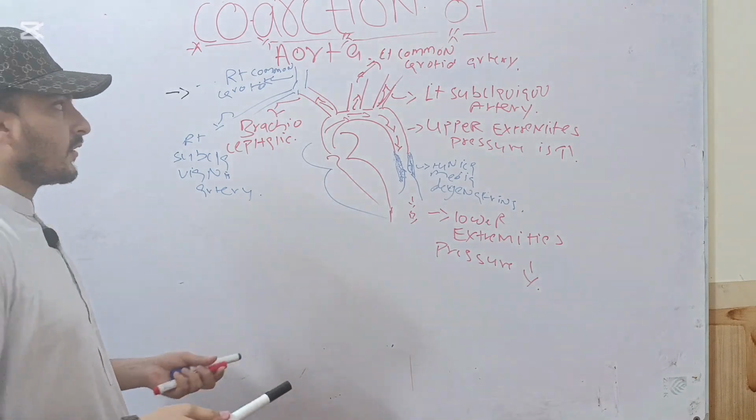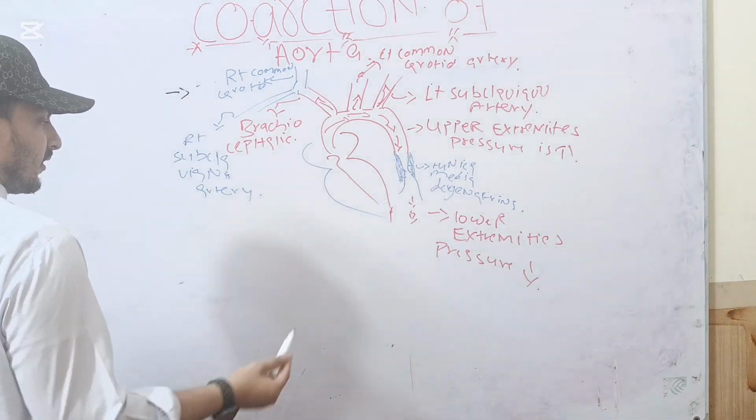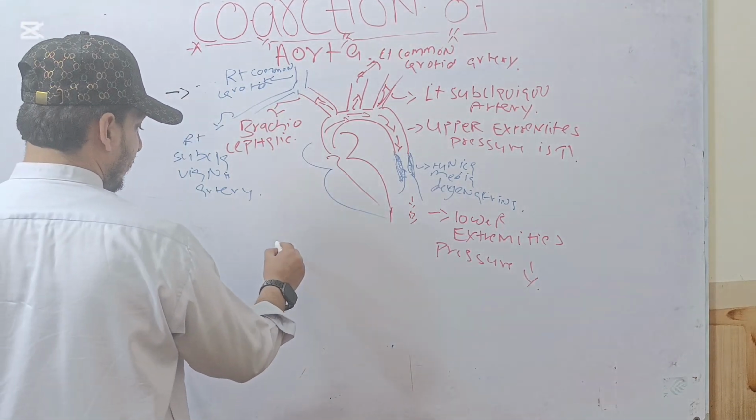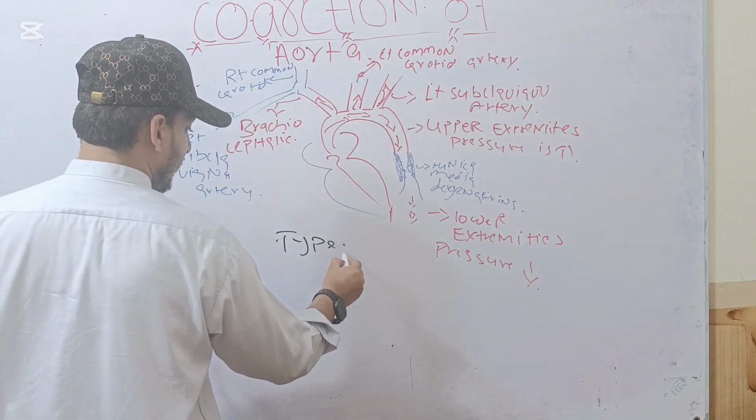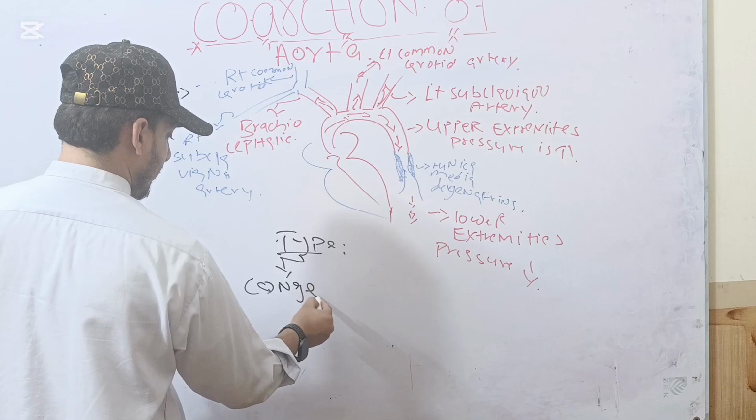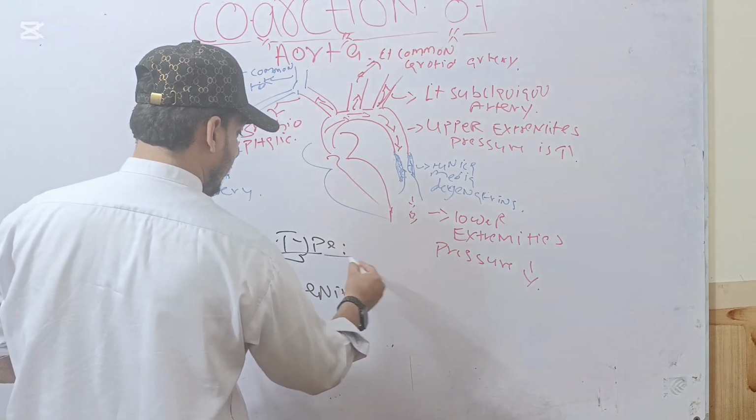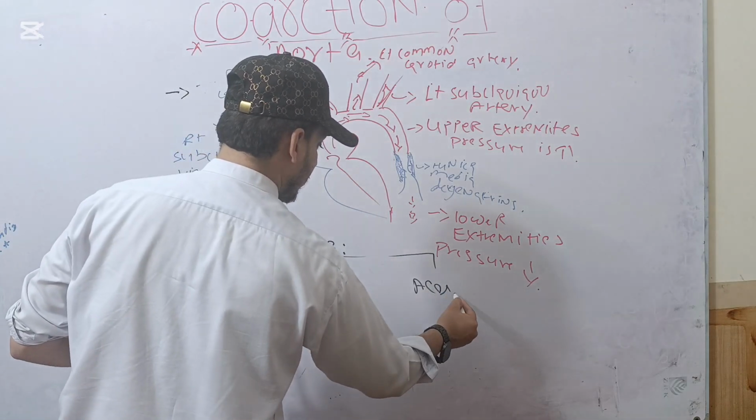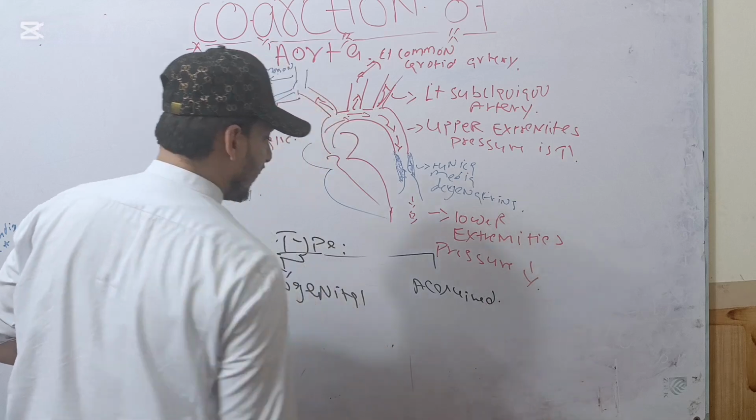So what about the causes? The coarctation of aorta has different types: the congenital type and the acquired type. What is the congenital type and what is the acquired type?